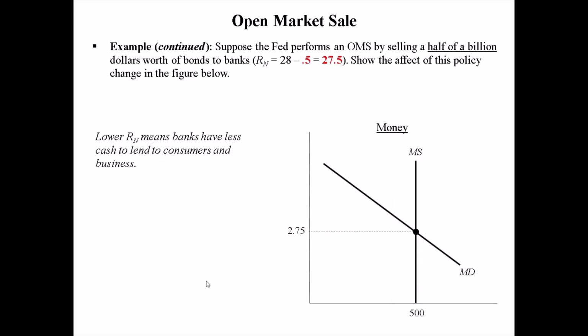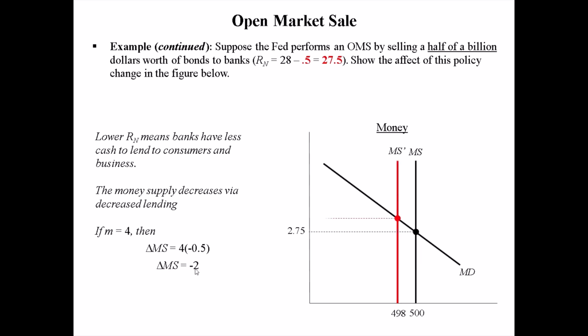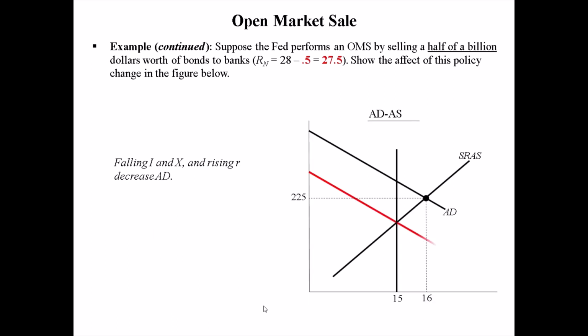Now, lower non-borrowed reserves means banks have less cash to lend to consumers and businesses. The money supply decreases via decreased lending. If the money multiplier is 4 and the decrease in reserves was 0.5 billion, the money supply will drop by 2 billion to 498, and that pushes interest rates up to 3.75. So if inflation remains unchanged, the real rate of interest rises with the nominal rate of interest, and investment and exports will fall. And the purpose of this is to get us out of an inflationary gap.